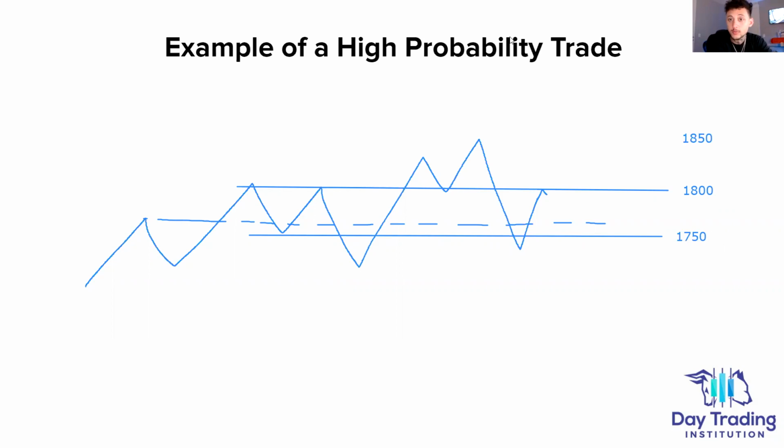So now let's say that you're taking a position here and you've seen time and time again, whenever price hits this line here, 1800, whenever you see the market hit this 1800 line, it completely rejects and moves in the opposite direction.